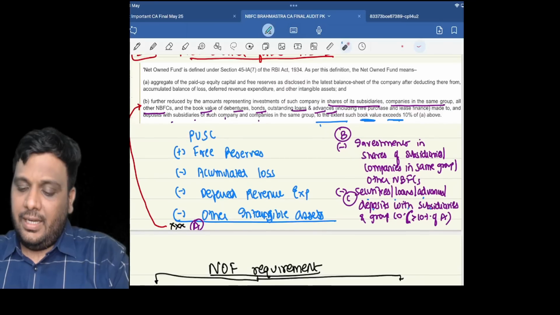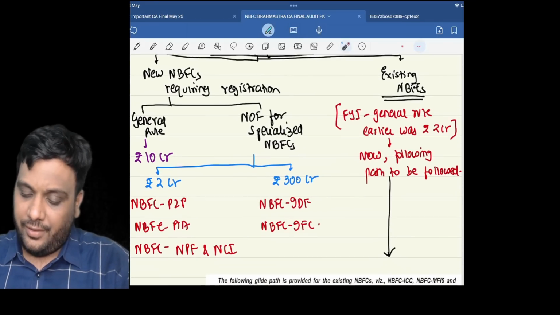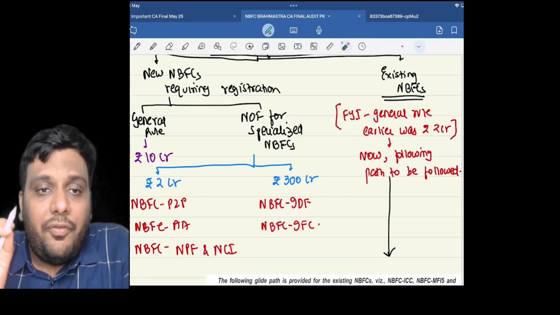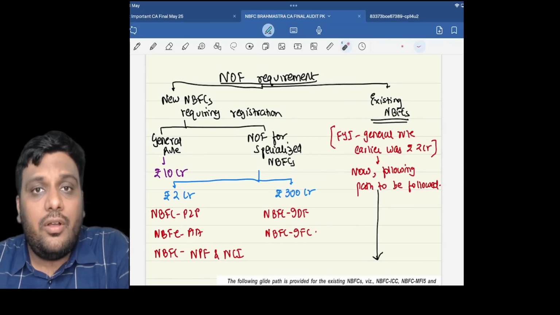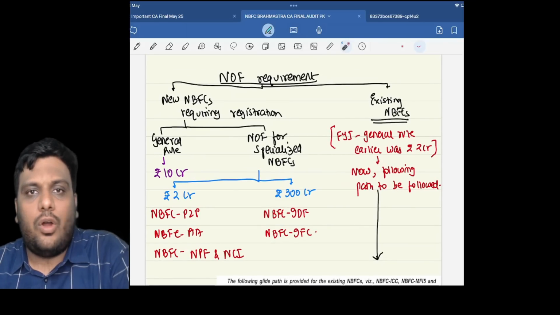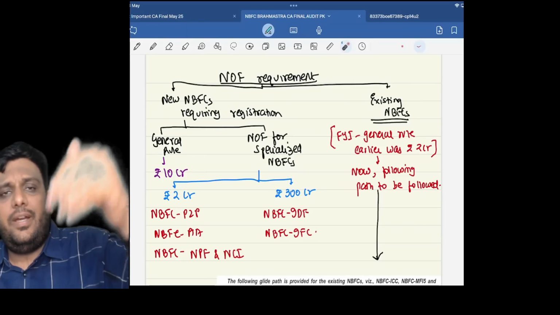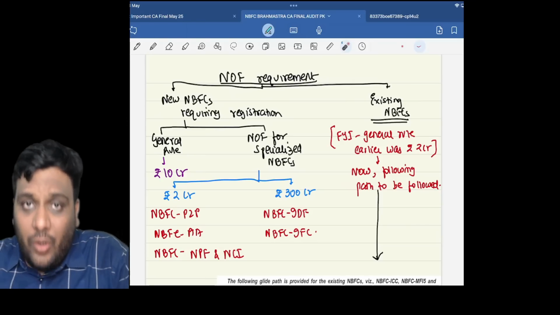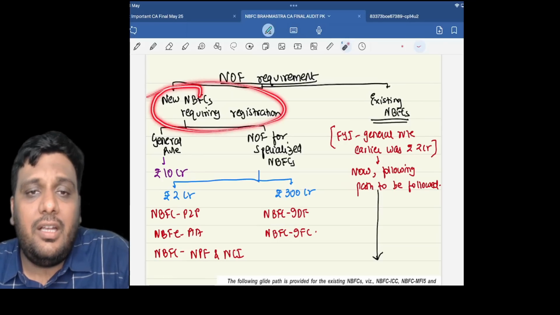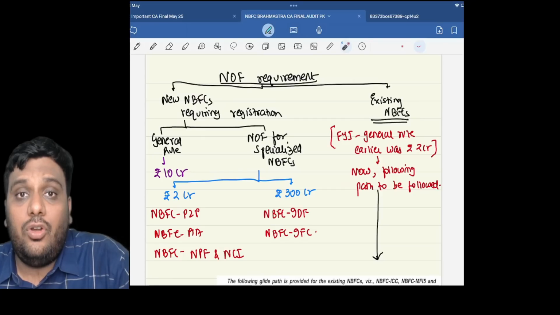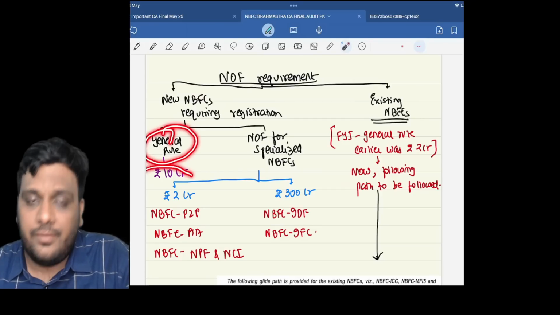Now, what is the net owned fund requirement, which you need to understand? Listen to me very carefully. Net owned fund earlier was 2 crores. Now it has been revised to 10 crores. From 1st October 2022 onwards, they came up with new regulations, and then in 23-24 and 24-25 they kept on revising. So in your exams, from the May 25 attempt onwards, if there is any point on a new NBFC requiring registration, then the general rule is 10 crores.